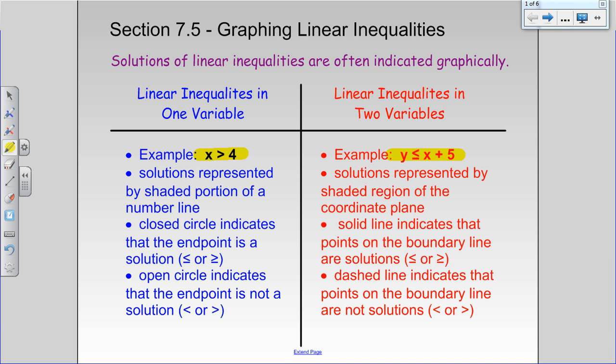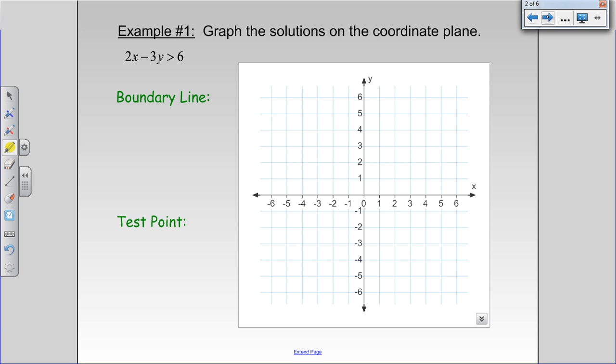The solid line indicates that points on the boundary line are solutions and is used when a less than or equal to or greater than or equal to sign is present, and a dashed line indicates that the points on the boundary line are not solutions, and this is used when we have a less than or a greater than sign in our inequality. Let's look at some examples.